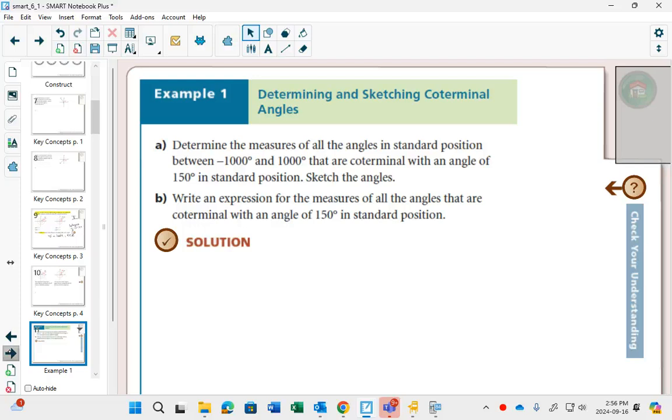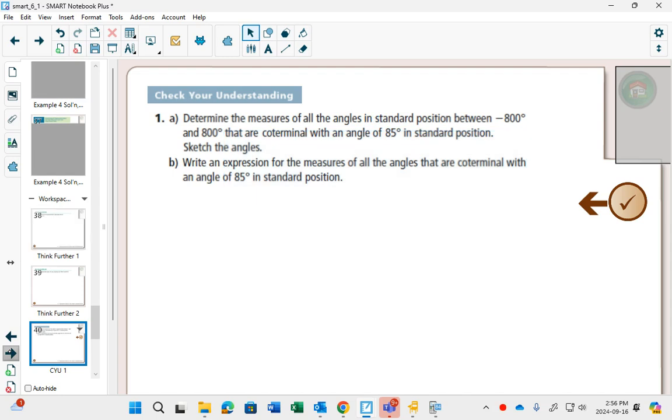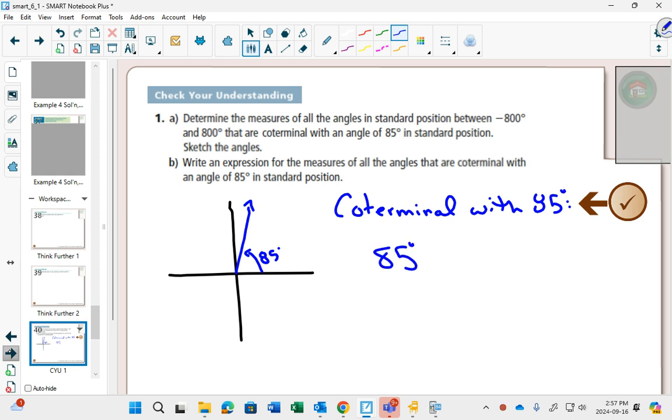Okay, let's go to example 1 now. This is on page 469. Example 1, determine the measures of all the angles between negative 800 and positive 800, which are coterminal with 85 degrees. And this would be 85 degrees right there. Does 85 degrees itself? Yes. 85 is coterminal with 85. I would write it down as one.